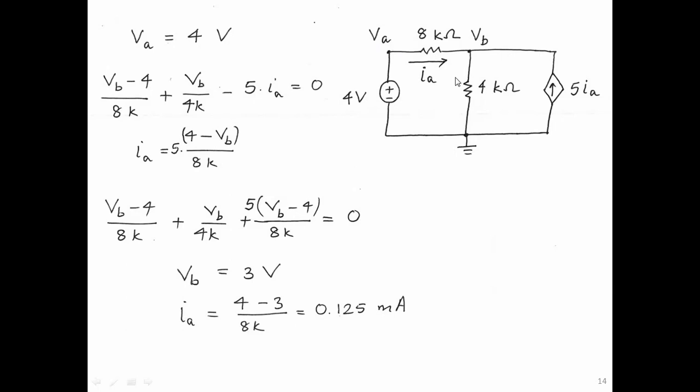I'm sorry, this 5 is not right. Ignore this 5. Ia is (4 minus VB) by 8, and then Ia appears here, so this 5 is incorrect. We substitute Ia here, and we get an equation only in VB, which we can solve. And once we have found VB, we can find Ia also.